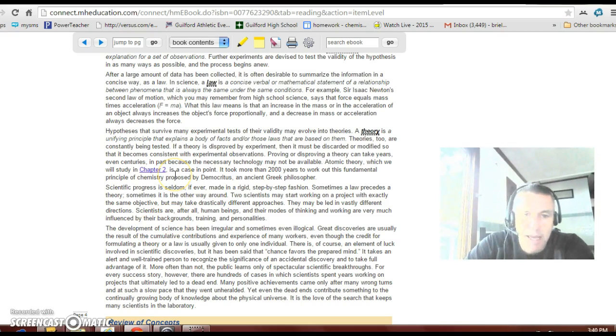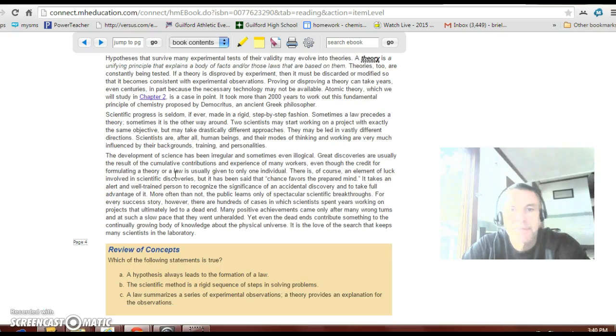The development of science has been irregular and sometimes even illogical. Great discoveries are usually the result of the cumulative contributions and experience of many workers. I think they're starting to point out the importance of research. You can't just start studying something without finding out everything that has been done before you. Otherwise, you are wasting your time. Even though the credit of formulating a theory of law is usually given to only one individual. Yeah, that's a good point. And what happens in the East might get lost by the West, especially some long time ago, for example.